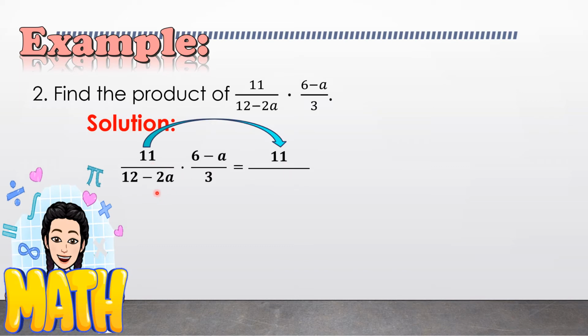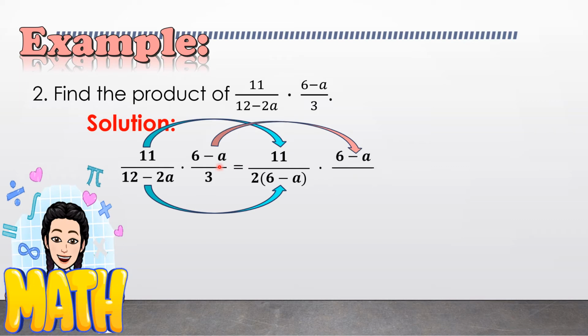Next, for 12 minus 2a, we know that the factored form of 12 minus 2a is 2 times the quantity 6 minus a. For 6 minus a naman dito sa ating multiplier, since prime na yan, retain lang din natin siya na 6 minus a. Same with 3, na prime na din, kaya we have 3.